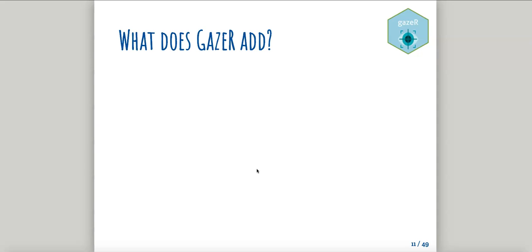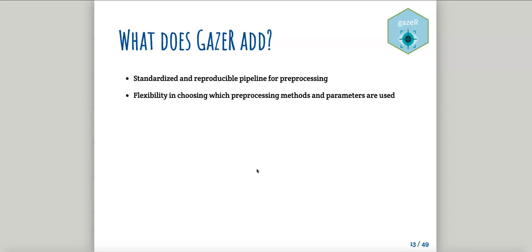Now you might be asking yourself, what does GAZAR add that other pupillometry packages don't have? First, I think that GAZAR gives you a standardized and reproducible pipeline for pre-processing. Everything that you do in GAZAR can be easily shared, and everything is transparent within the code. GAZAR offers flexibility in choosing which pre-processing methods or steps you want to use and the parameters that are used. If you don't want to use a particular default in GAZAR, you have the option to change that to meet your needs.